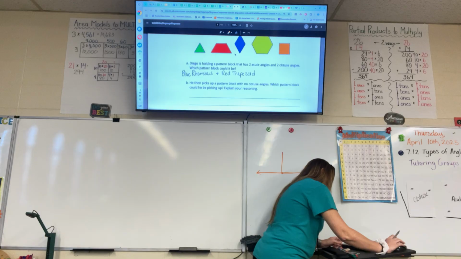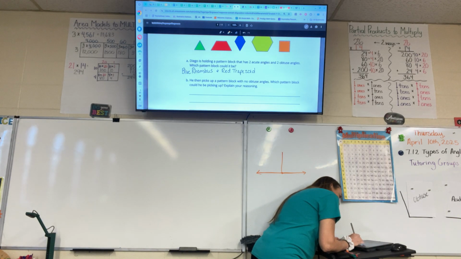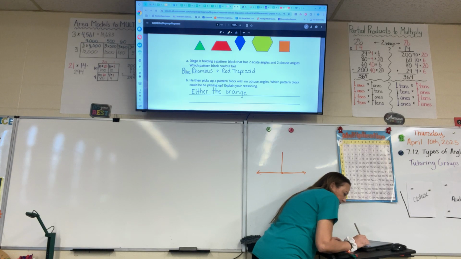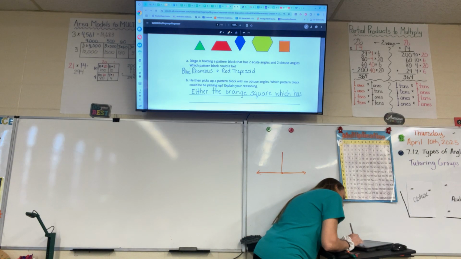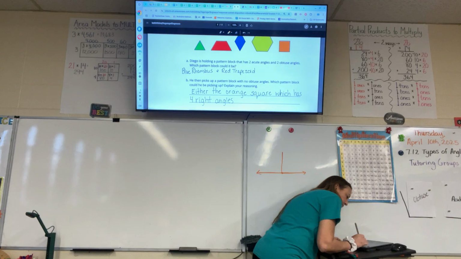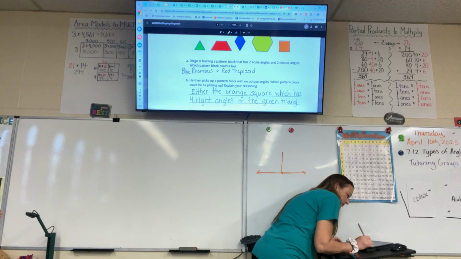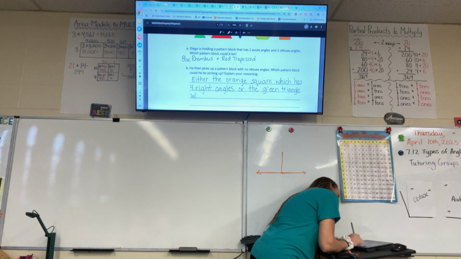Okay, so he then, let's see. Either the orange square, which has 4 right angles, or the green triangle, which has 3 acute angles.